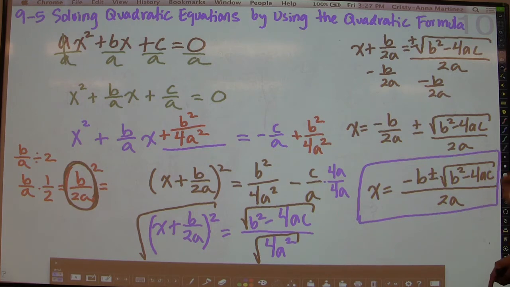X equals negative b plus or minus radical b squared minus 4ac, all divided by 2a. See? Jingle bells. All right? So we'll do that one more time. X equals negative b plus or minus radical b squared minus 4ac, all divided by 2a.